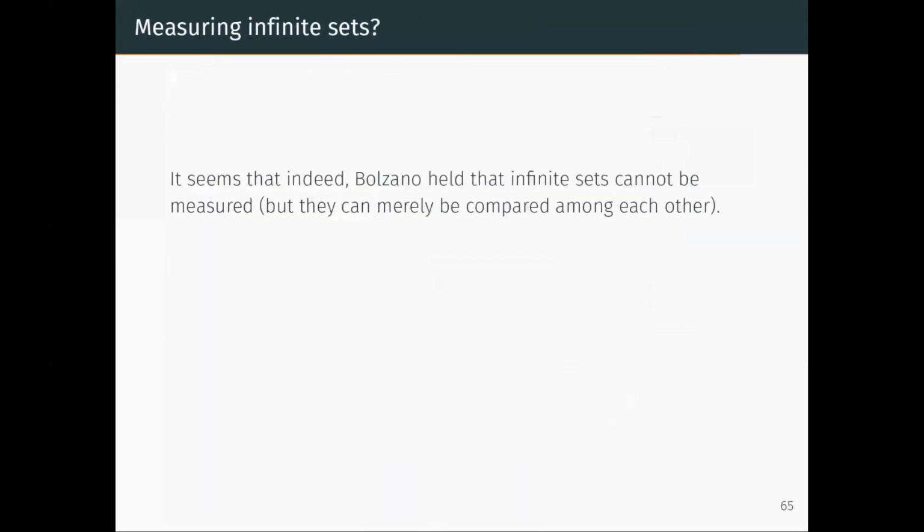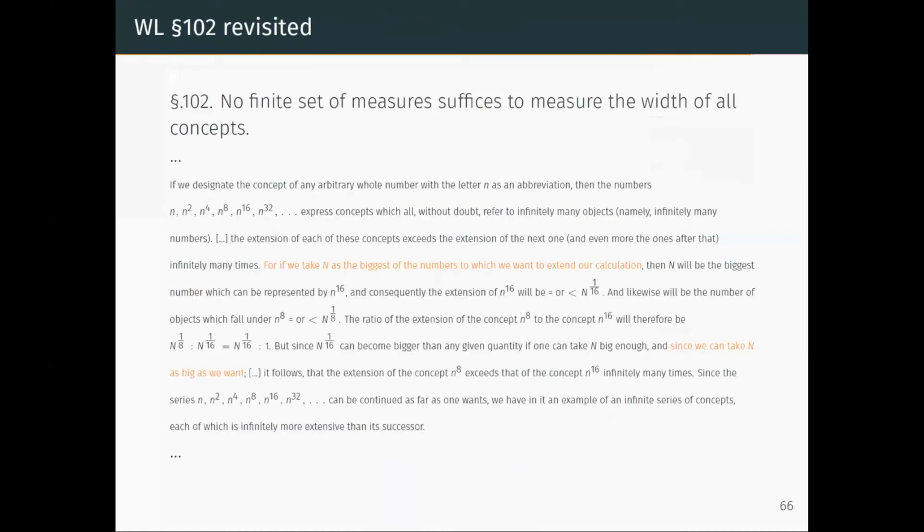And what we see is that in all those results, Bolzano says that you can compare infinite sets. You can say one is in some sense bigger than the other, but you cannot put a number on it. So you cannot really determine the number. But that seemed at least to be what Bolzano was doing in the passage that we started out with. So now we go back to that passage, which we understand a bit better now.